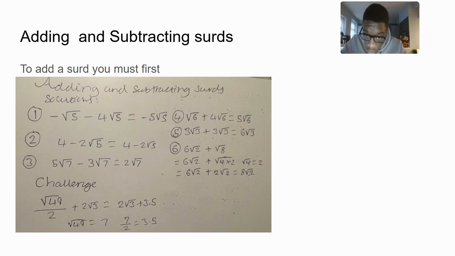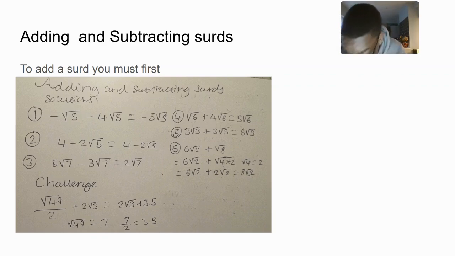6 root 2 plus root 8. This is where it starts to get tricky and you have to use previous knowledge. This is sort of similar to what may come up in one or two more questions in an exam. So when you have 6 root 2 plus root 8, root 8 is the same as root 4 times 2. So when you have root 4 times 2, that simplifies to 2 root 2 because you square root the 4. And 2 root 2 plus 6 root 2 becomes 8 root 2.